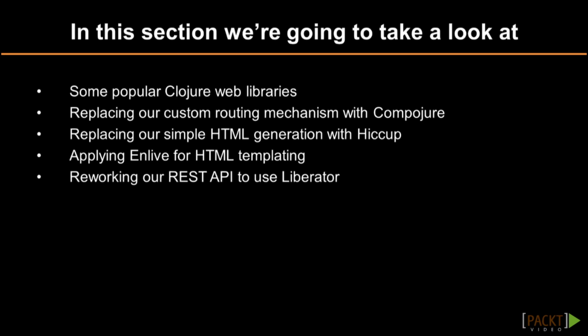First, we'll replace our custom routing mechanism with Compojure. Then, our simple HTML generation tool will be replaced by Hiccup. Next, we will apply Enlive for HTML templating. And finally, we will rework our REST API to use Liberator.